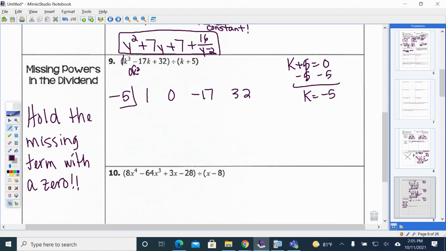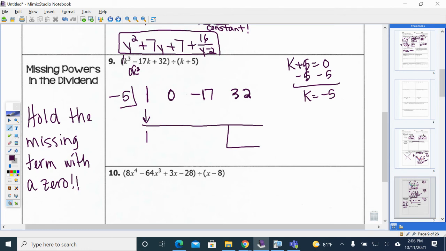Your degree here is a 3, so you should have 4 terms. 1, 2, 3, and 4. You should have 4 of them. Now we're going to bring the first term down and multiply, add to the end. And remember, this last term is your remainder.